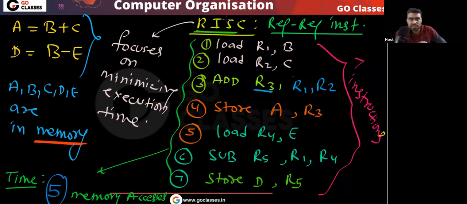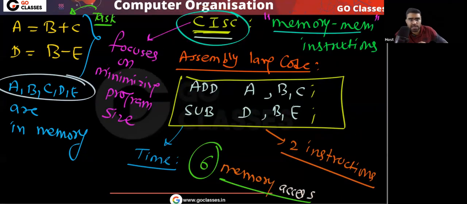So you can see the focus of RISC is on minimizing the execution time, and the focus of CISC is on minimizing the program size. So now, did you understand? Please tell me. Because this is the focus of CISC. CISC focuses on minimizing the program size. That is the reason it is using memory instructions.